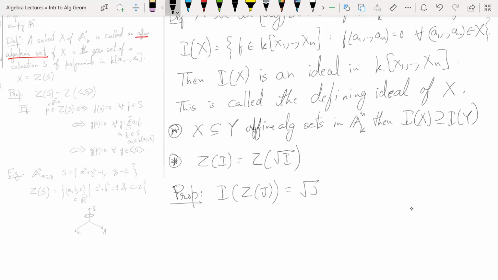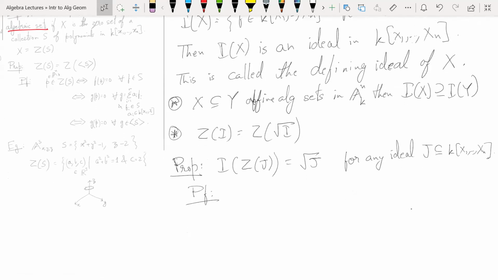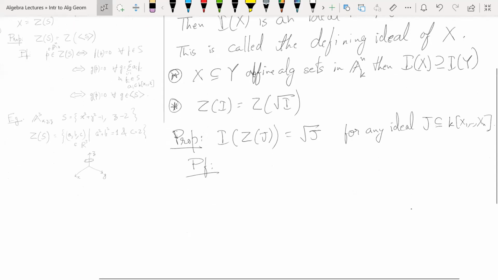It is the same as the radical of J for any ideal J in K[x1 to xn]. Okay, so one inclusion is easy. So maybe we'll see which inclusion is easy. The other one uses the Hilbert Nullstellensatz, which is a slightly difficult result. So we will see that in this course. So let's see which one is easy.